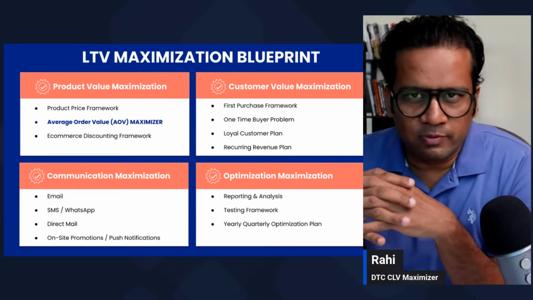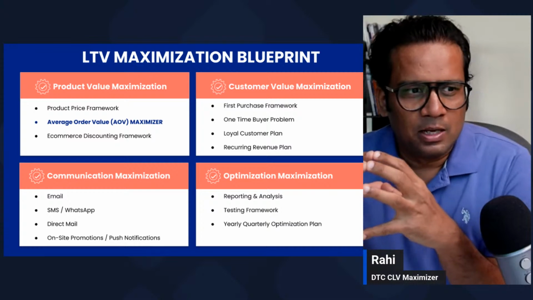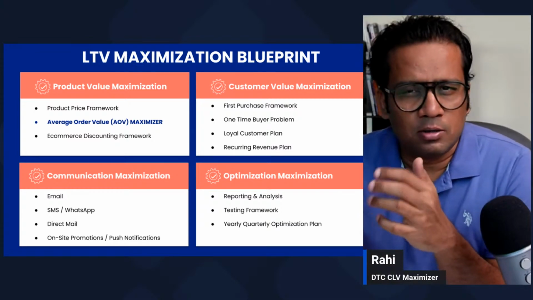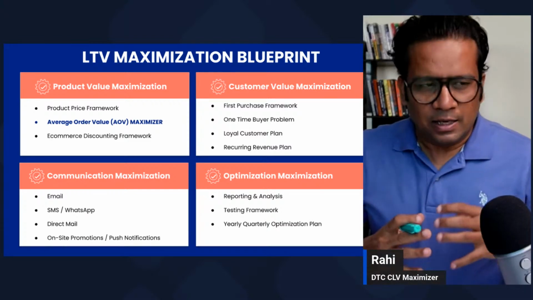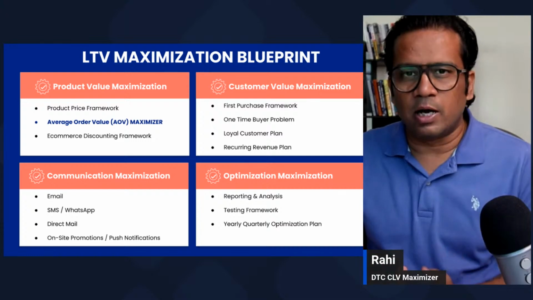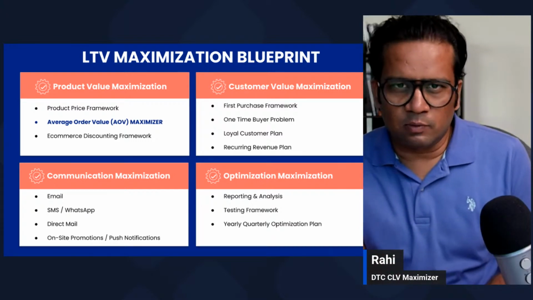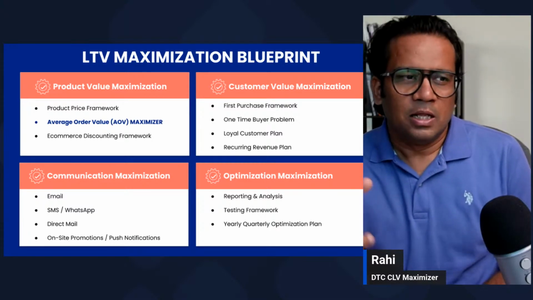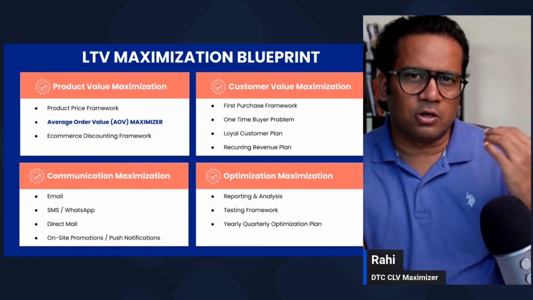Second is customer value. Customer value includes everything related to the customer plan, and it's channel agnostic. Sometimes we put communication into that, but in this framework, you look at the product first, then you look at the customer, at each stage of the customer, and you devise a strategy for that. Once that is sorted, you broadcast that strategy across multiple channels.